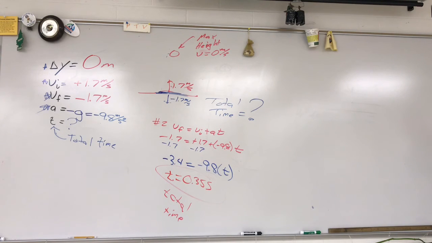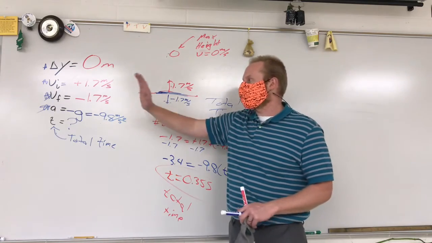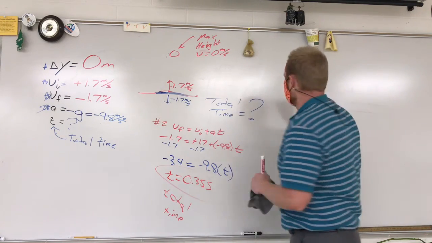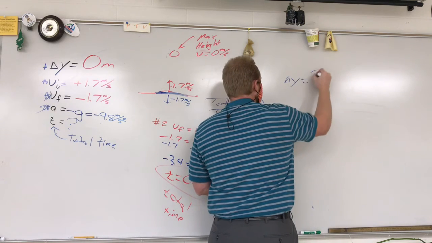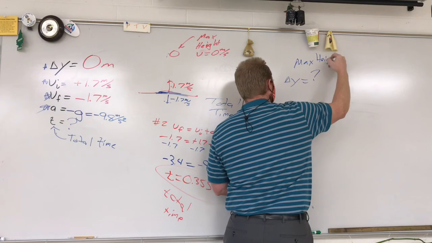Now the follow-up question is saying, what is the maximum height? That's really what it's saying. This column is not for max height. This is total time in the air. What you'll need to do is set up a separate column for max height.